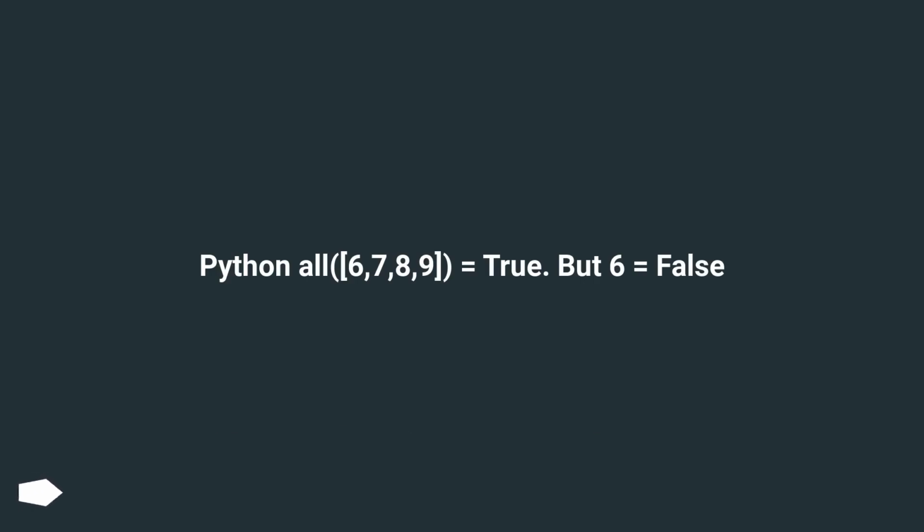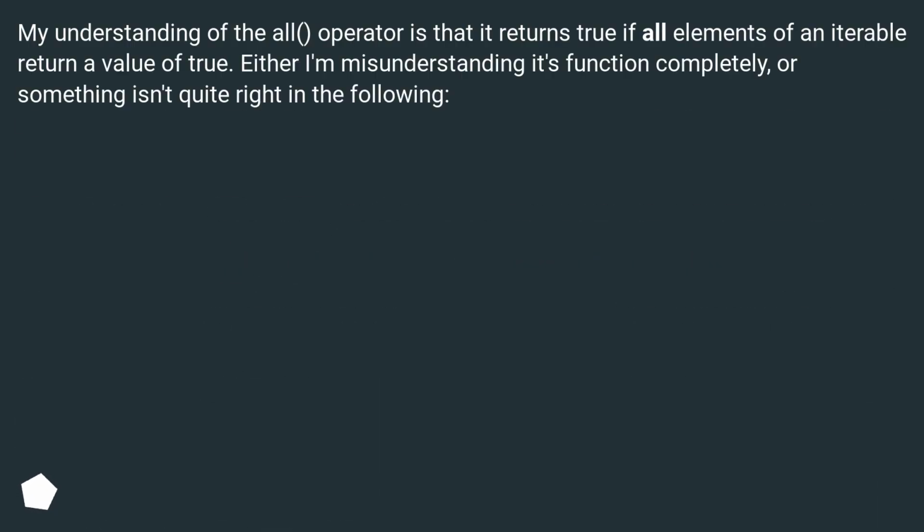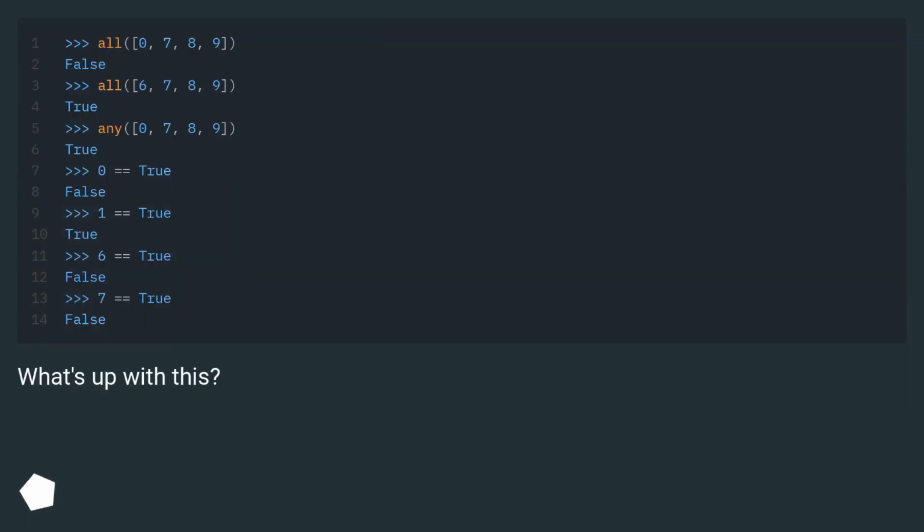Python: all([6, 7, 8, 9]) equals true, but 6 == False. My understanding of the all operator is that it returns true if all elements of an iterable evaluate to true. Either I'm misunderstanding its function completely, or something isn't quite right in the following. What's up with this?